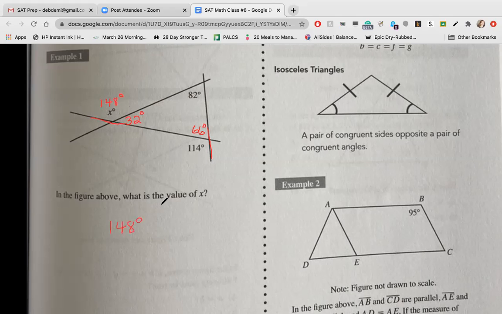Another way you can do it is the angle outside has to add up to the two remote interior angles. So if you add these two up, you're also going to get 148.